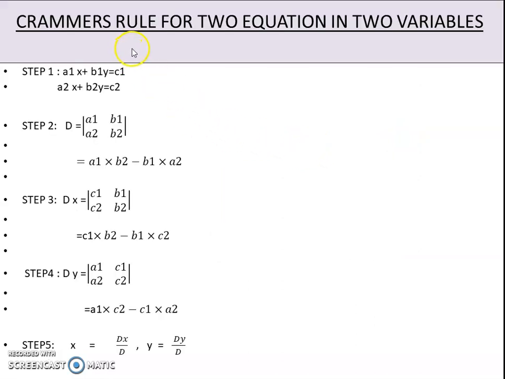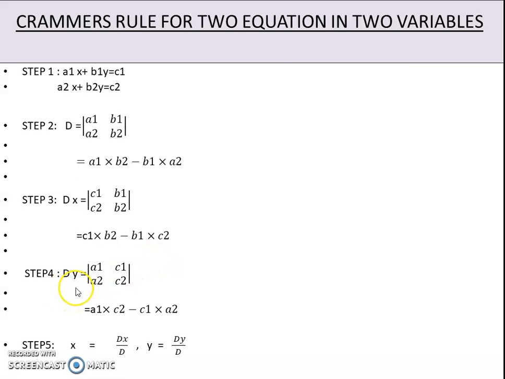Obviously, Cramer's rule for 2 equations and 2 variables: a1, a2, b1, b2, c1, c2. Step number 2, we have to find D, taking the coefficient of x, a1 a2, and the coefficient of y, b1 b2, evaluating by crossing multiplication a1 into b2 minus a2 into b1. Step 3, Dx. Instead of the x coefficients a1 a2, we put c1 c2. Same criteria, b1 b2 remain the same: c1 into b2 minus c2 into b1.